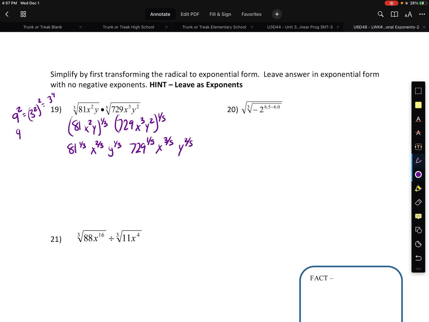729 is 9 to the 3rd, 3 squared to the 3rd is 3 to the 6th. So we have a common base here, which is fantastic. That's definitely one thing we want. So we have 3 to the 4/3 for 81, and for 729 we have 3 to the 6/5. All right. But again, in this situation, we have to have our common denominator 15.